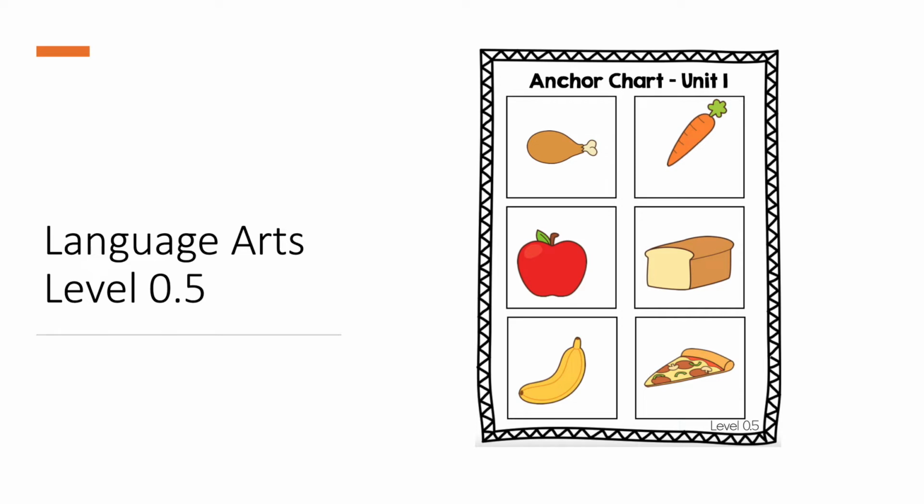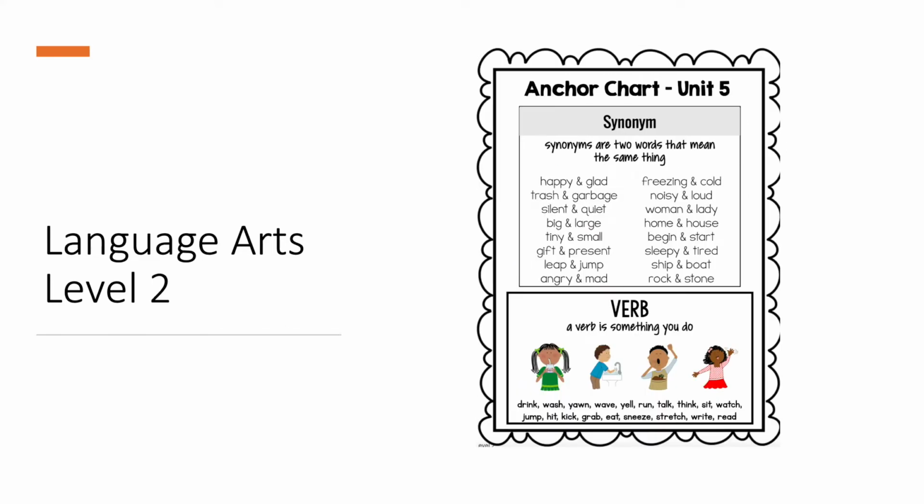So here's what I would do with a few different levels and within language arts on reviewing the anchor chart. So for level 0.5, this is where we're really focusing on these 6 vocabulary terms. If you are working on receptive language, I would go ahead and practice all of these and say, where's the apple? Show me the carrot, touch the pizza. And if you're working on expressive language, point to each one and have each student say the item on the anchor chart.